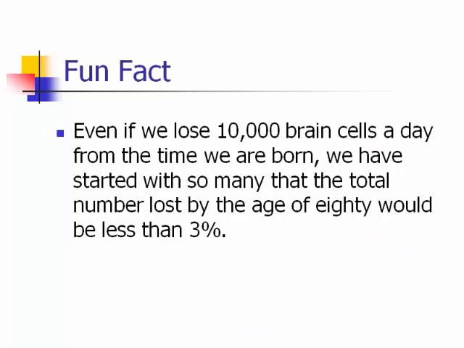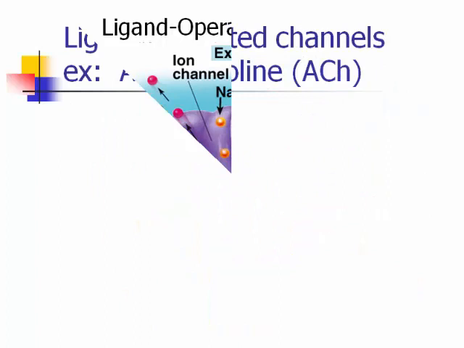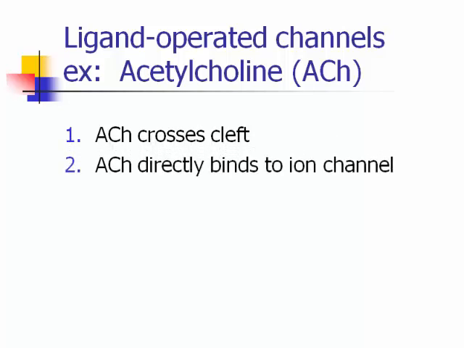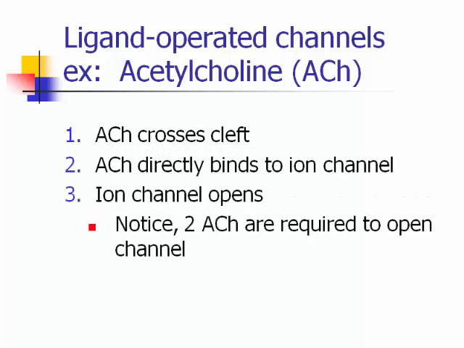So these are the, oops, still can't go the right way, I'm sorry. I need my coffee. The ligand-operated channels are the first one. Easy, the acetylcholine, which we write as capital A, capital C, lowercase h, for short. On the test you will write the full word, acetylcholine, and then put ACh in parentheses for me. ACh crosses the cleft, binds directly to the ion channel. The ion channel opens, and I just wanted you to notice that 2 acetylcholines are required to open the channel.